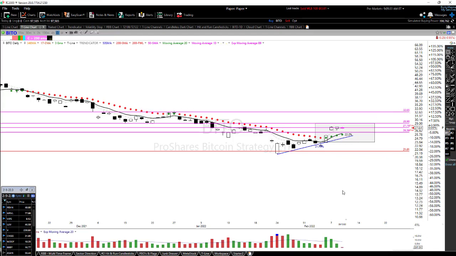3265 would be a nice little target up there. But we're going to have to take that 20, we'll call it 29 out. 29 is offering a little bit of resistance.